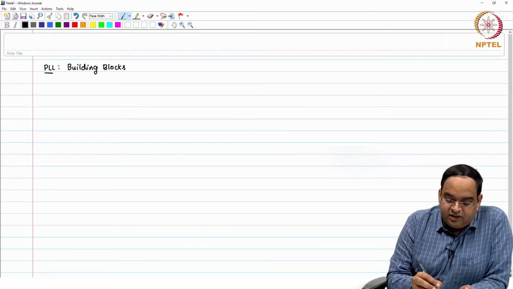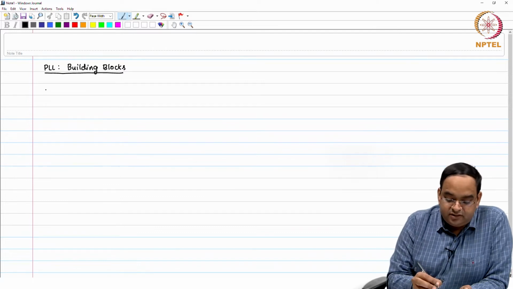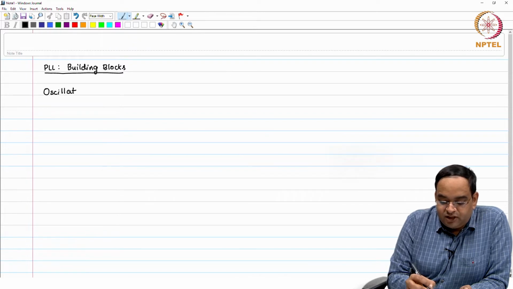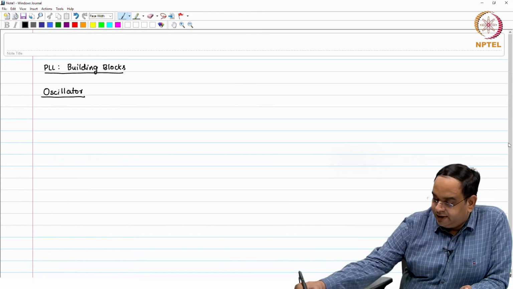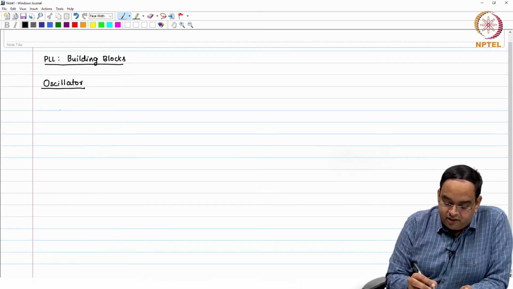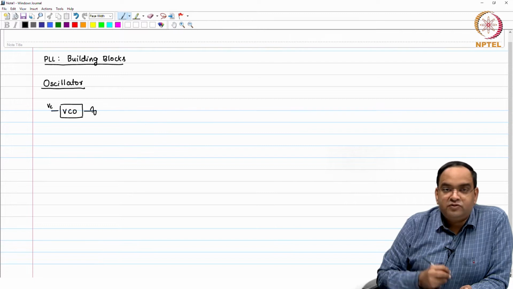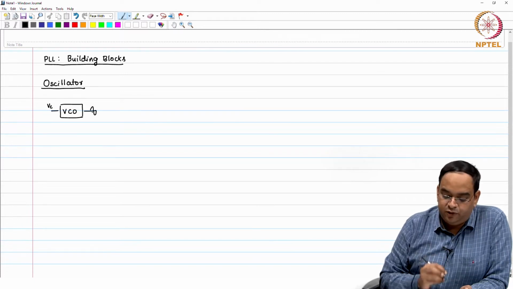Okay. The first one, which is the most important block in PLL is the oscillator. So, let us look at what this block is and how does it work, how we are going to design it. So, we have used repeatedly a block named VCO, voltage controlled oscillator, where we control Vc and we get V out whose frequency we can control.